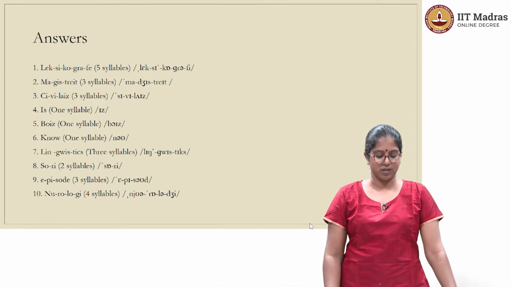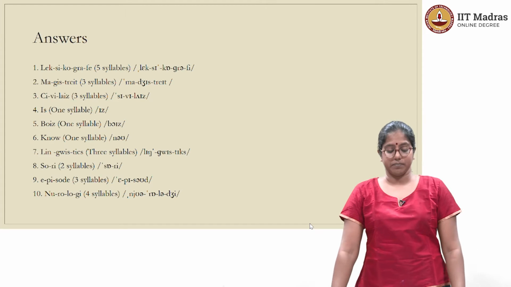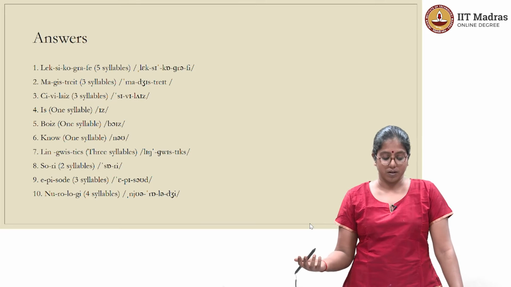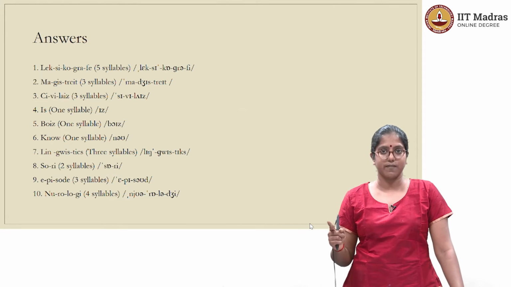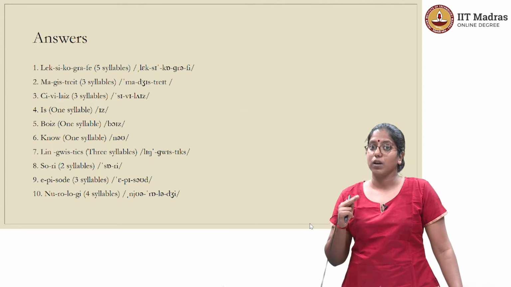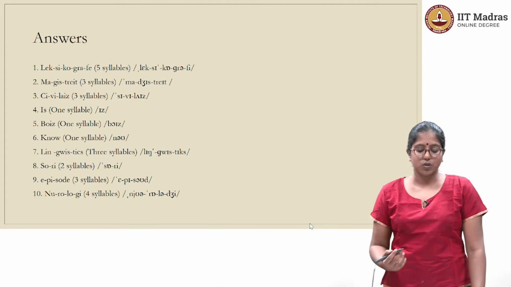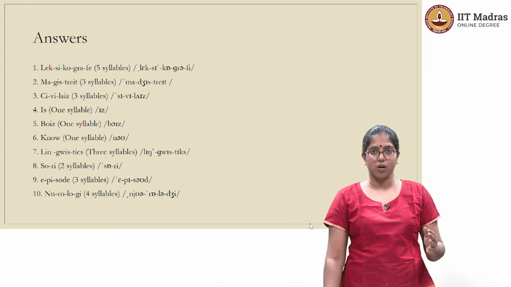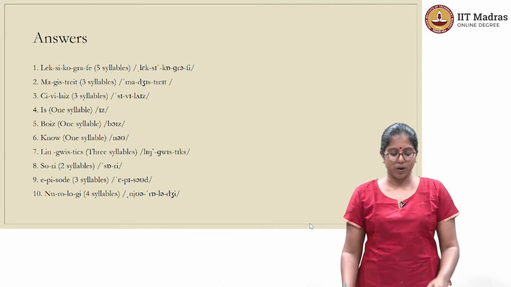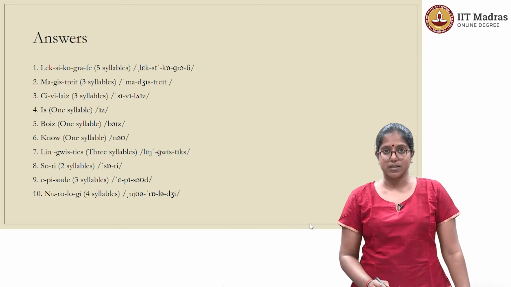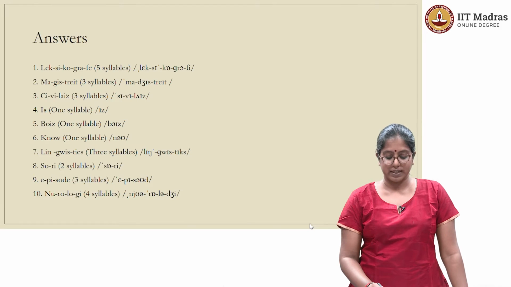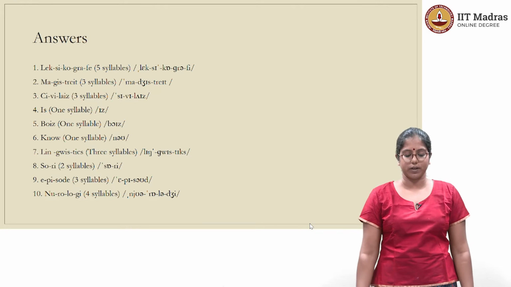Okay, let's look at the answers now. Lexicography. You are going to split it according to vowels, looking at the number of vowels in a syllable. You are supposed to have only one vowel in a syllable. So how do you split lexicography? Lek, si, ko, gra, fi. What are the vowels in this? In lek it's e, si it's i, ko is o, gra is a, fi is i. So it's a 5-syllabled word.